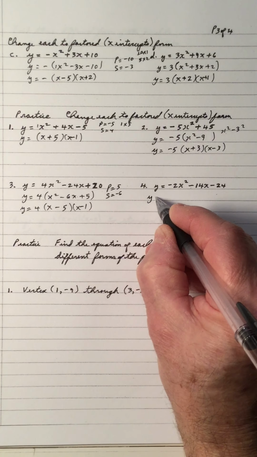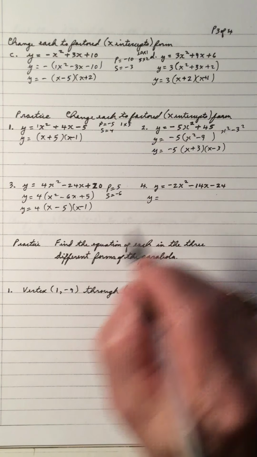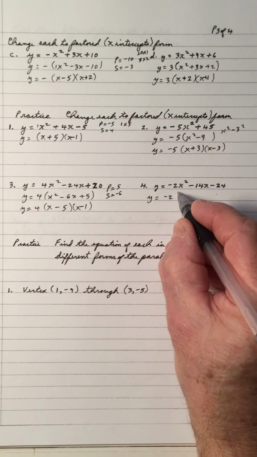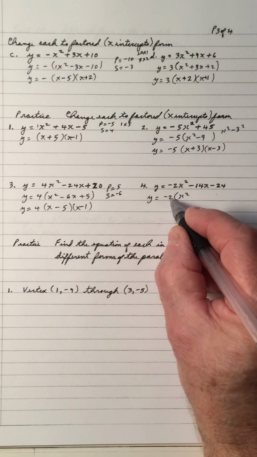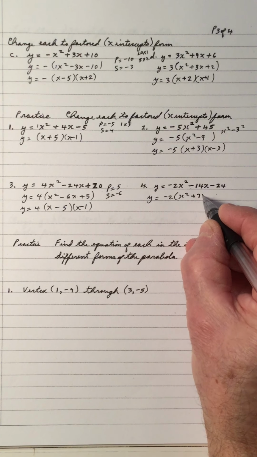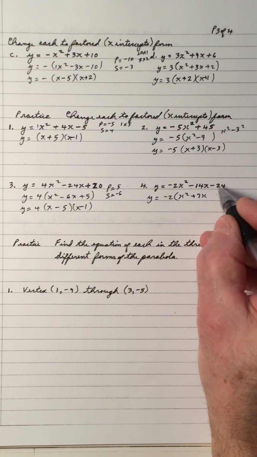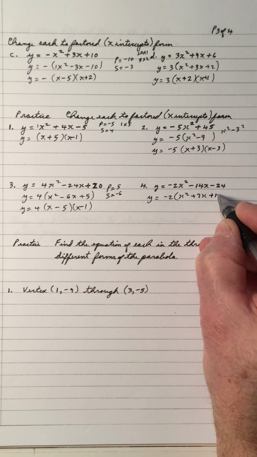Number 4, again, we have a negative 2. Take the negative 2 out. Negative 2 divided by negative 2 is x squared. Negative 14 divided by negative 2 is plus 7x. And negative 24 divided by negative 2 is plus 12.